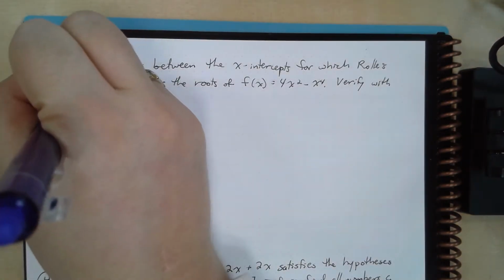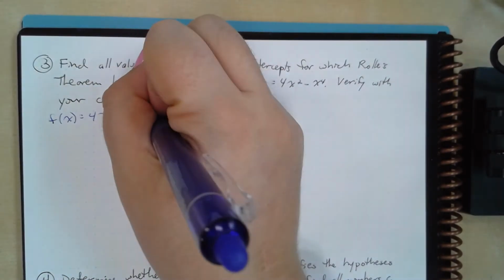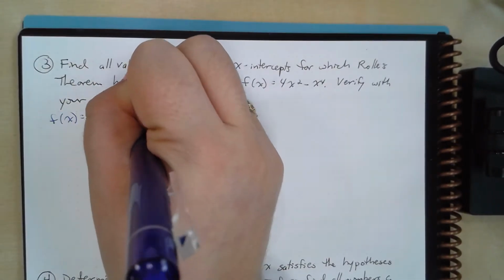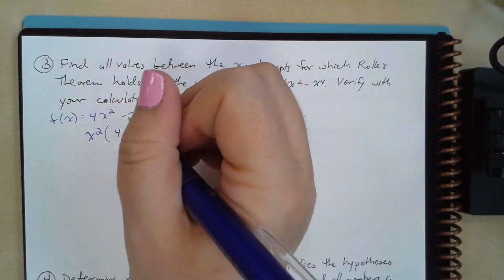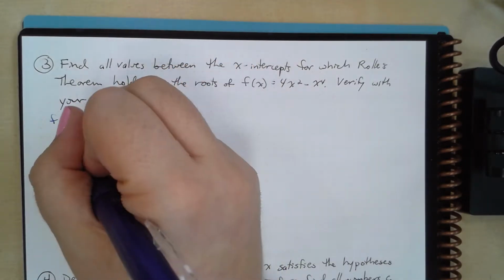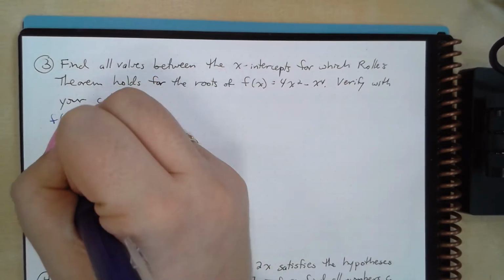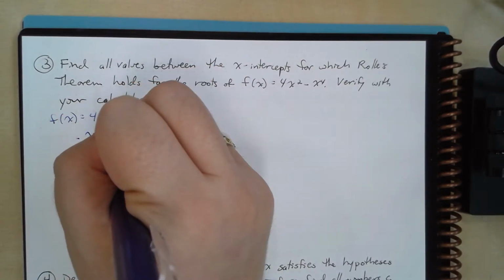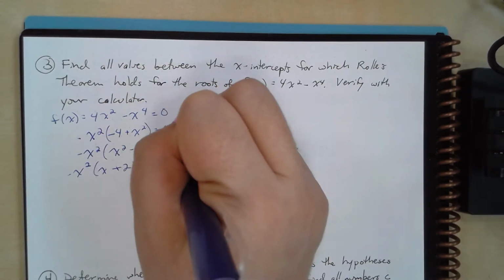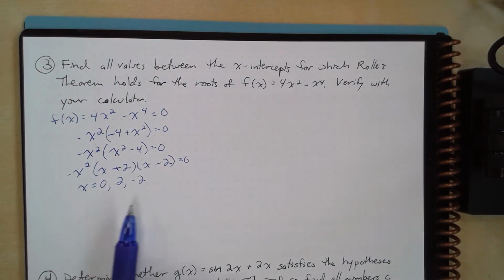So we're going to say that f of x is equal to 4x squared minus x to the 4th, and I'm setting that equal to 0. So I have x squared times 4 minus x squared equals 0. I probably should have taken that out as a negative x squared. Let's do that, that'll be easier. So now I have negative x squared times x squared minus 4 equals 0. Negative x squared times x plus 2 times x minus 2 equals 0. So x can equal 0, 2, negative 2. These are our roots.